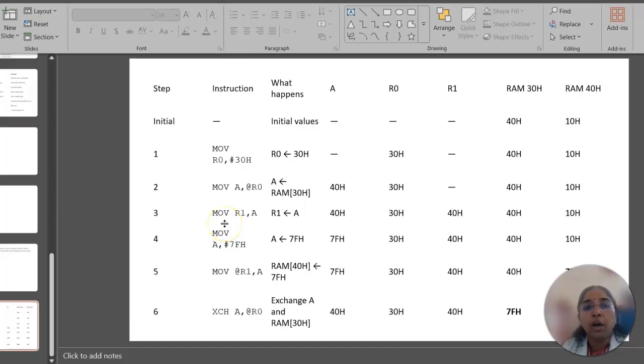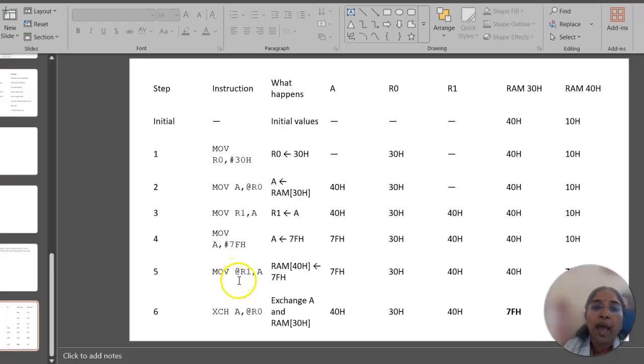Next instruction is MOV R1, A. That is, the value in the accumulator is moved to the register R1. Now the value in the register R1 is 40. Next instruction is MOV A, #7FH. That is, the immediate data 7FH is moved to the accumulator. Now the value of the accumulator is 7F.